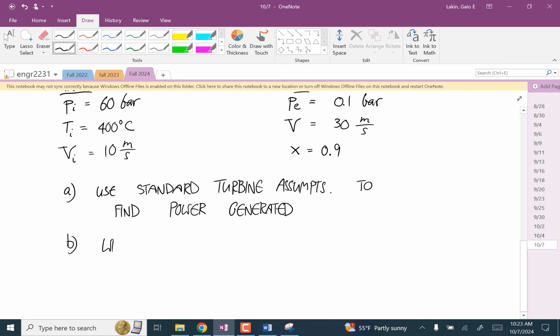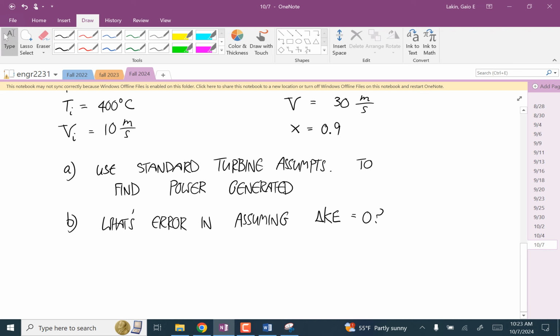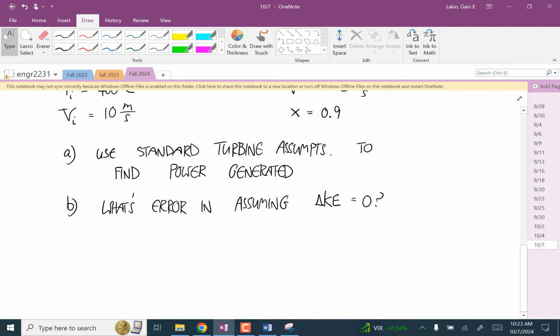Second, we want to figure out what's the error in this case in assuming that the change in kinetic energy is 0. So you asked about that last time. Like, that's weird that we don't worry about the change in speed of the material as it goes through the turbine. So here we have the speed, so let's see how much of a difference it makes.